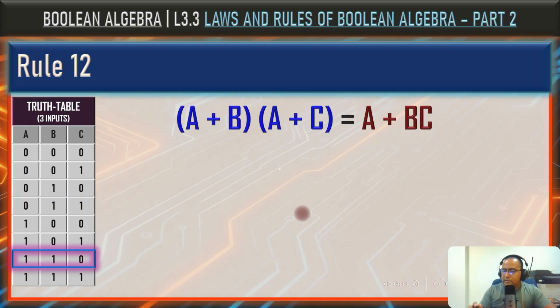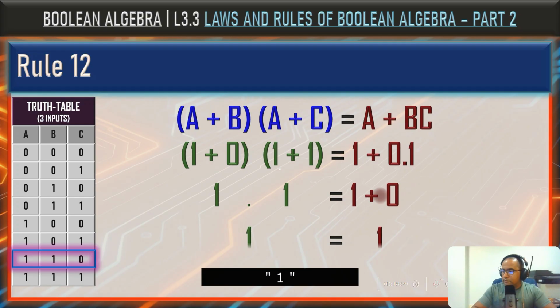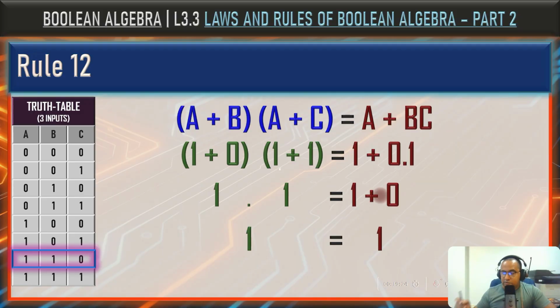Now let's try this input combination: 1 for the variable A, 1 for the variable B, and 0 for the variable C. So 1 plus 1 equals 1, and 1 plus 0 equals 1. 1 times 1 equals 1. And on the right side, 1 plus 0 equals 1. Okay? So the result matches for both sides, confirming rule 12.